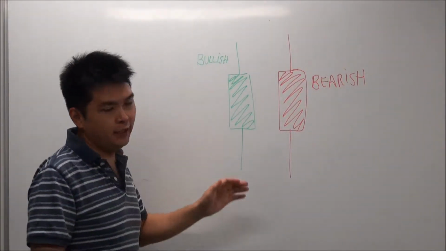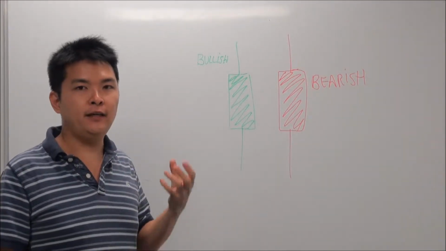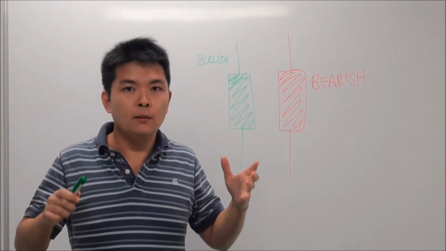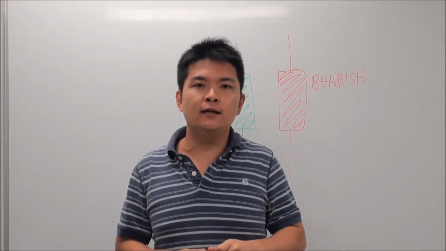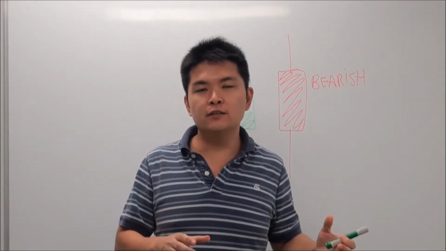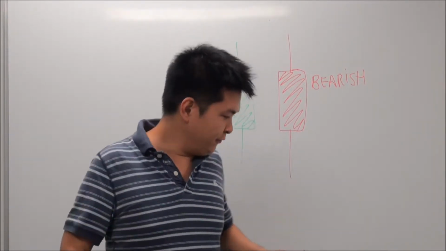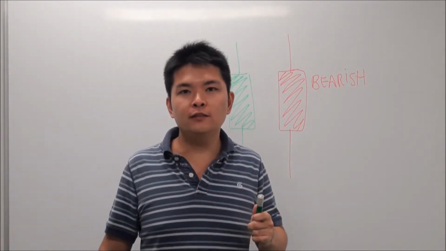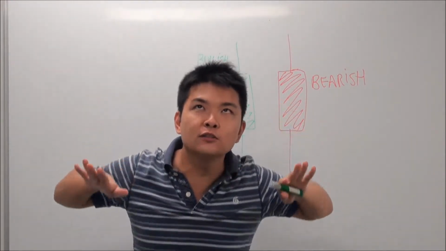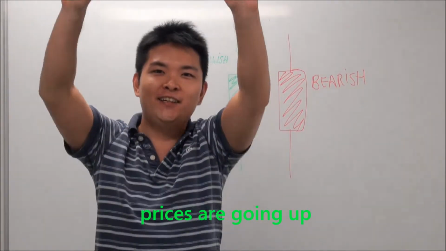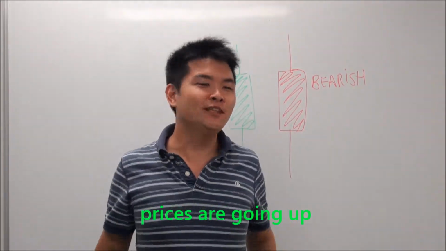So bullish candlesticks are used to represent a bullish market. And what's a bullish market? A bullish market is when there are more buyers than sellers of a certain product. So if you look at a bull, the bull has horns and the horns go like this. So that means the prices are going up.